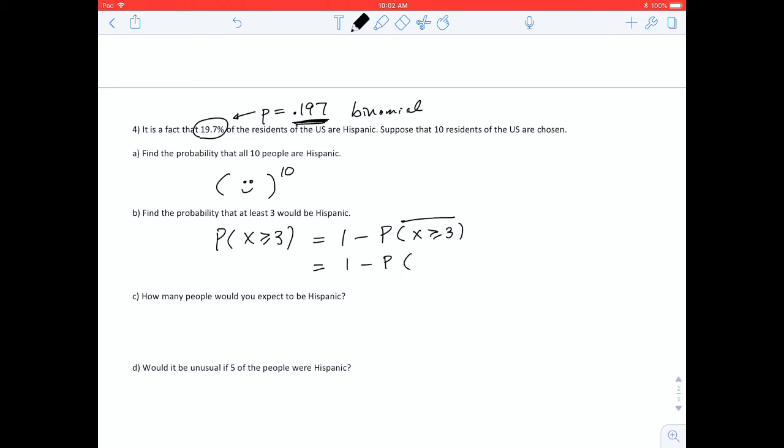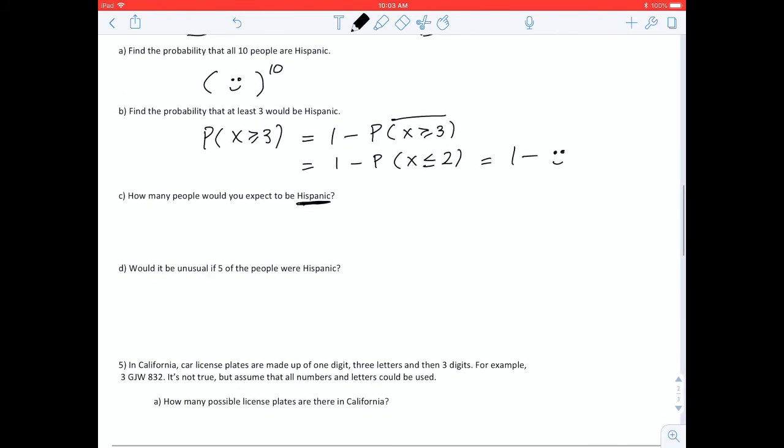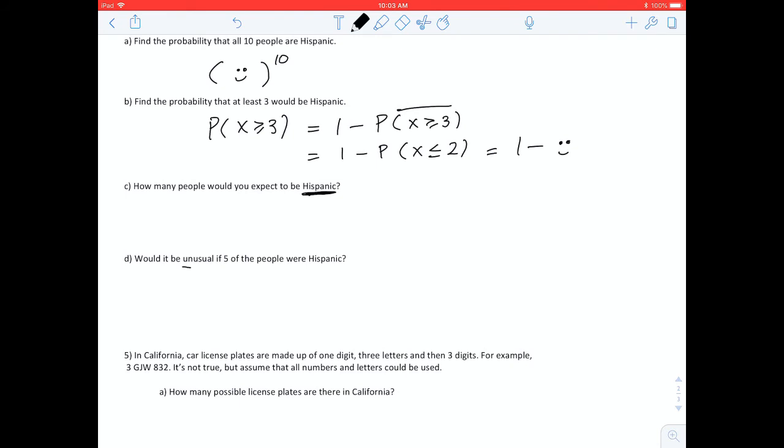And then the opposite of at least 3 is less than or equal to 2. And then you could use the binomial CDF. That's what would go right here. How many people would you expect? Well, if you just multiply the n of 10 with the decimal, you'll get a decimal answer. Since these are people, there cannot be a decimal of a person, so you need to round it appropriately.